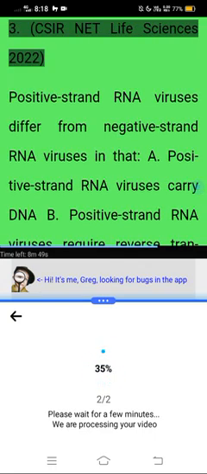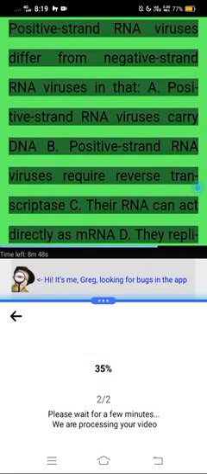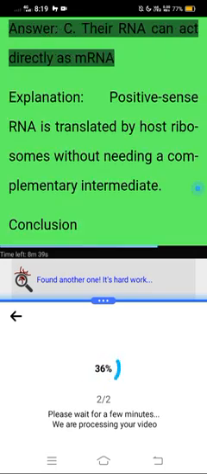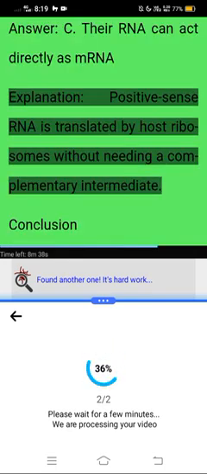3. CSIR NET Life Sciences 2022. Positive strand RNA viruses differ from negative strand RNA viruses in that: A. Positive strand RNA viruses carry DNA. B. Positive strand RNA viruses require reverse transcriptase. C. Their RNA can act directly as mRNA. D. They replicate in the nucleus only. Answer. C. Their RNA can act directly as mRNA. Explanation. Positive sense RNA is translated by host ribosomes without needing a complementary intermediate.